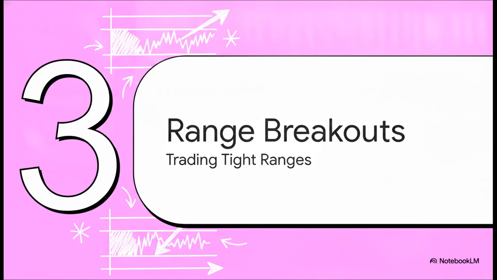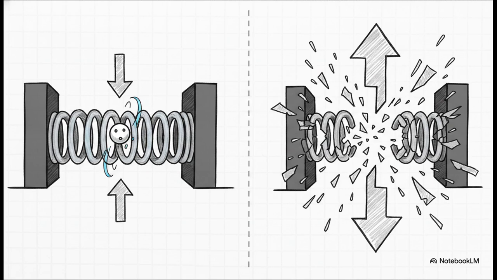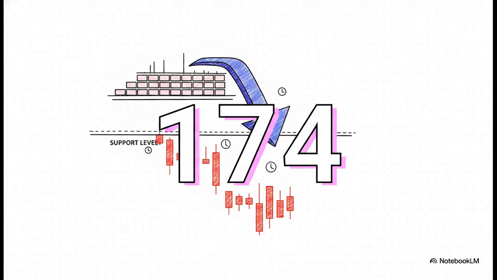Okay, let's head into section 3, range breakouts. The mechanics of this are just fascinating. When the price is completely trapped in a tight sideways range, just ping-ponging back and forth, you should think of it like compressing a metal spring. The longer that price is squeezed between the floor and the ceiling, the harder it's going to snap when it finally breaks free. An upward breakout out of that range becomes your buy signal, and a downward breakdown is your short or put signal. And again, the proof is right there in the data.